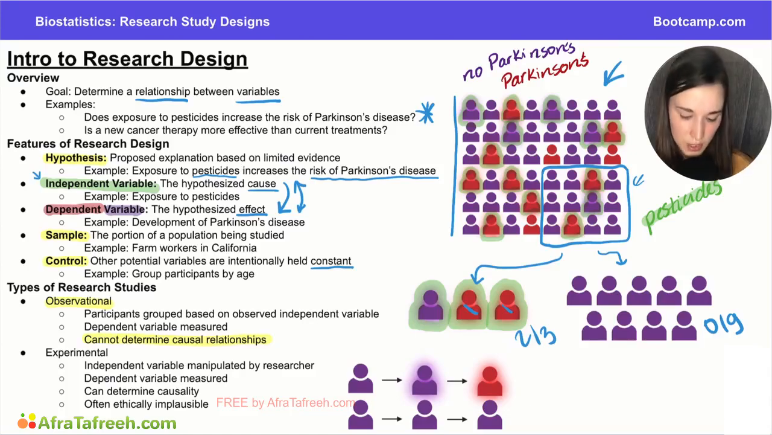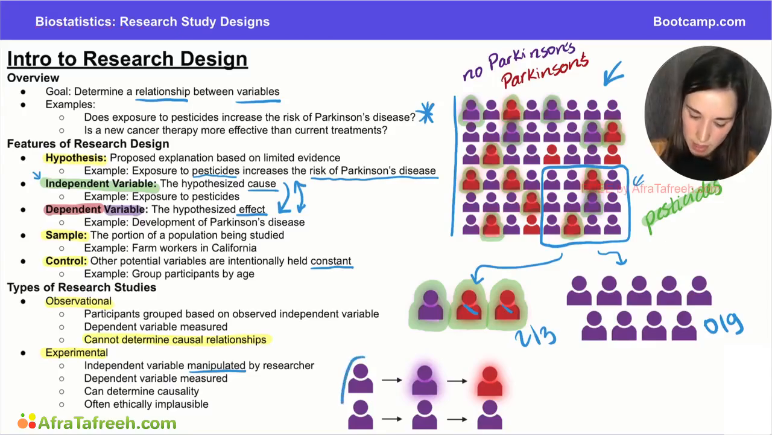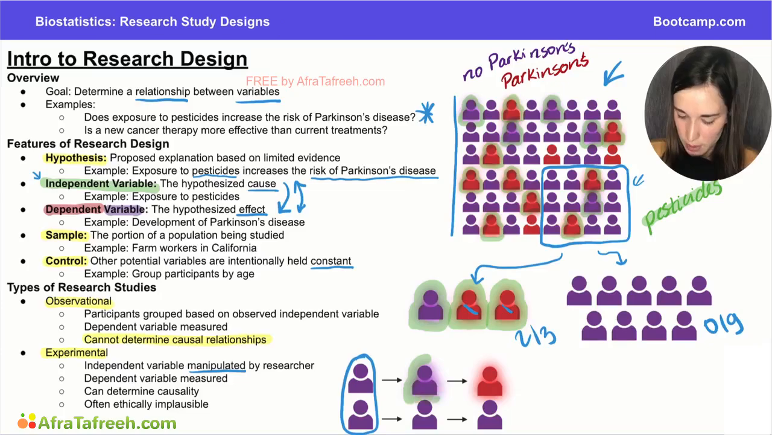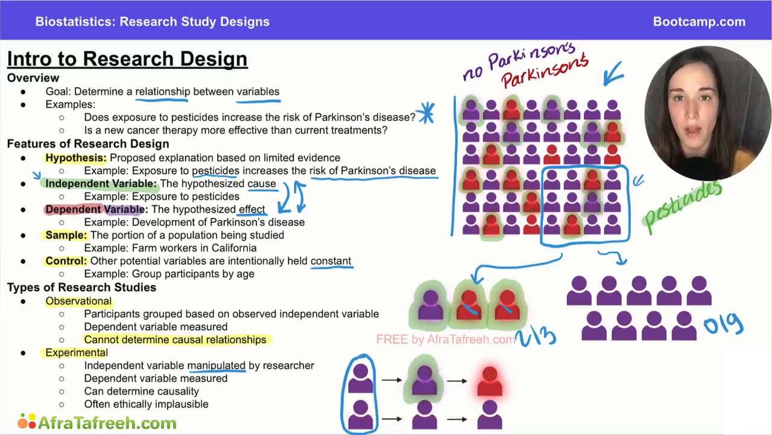This is in contrast to an experimental study, where the independent variable is directly manipulated by the researcher, and then the dependent variable is measured. So in our study, we would take a group of people who had never been exposed to pesticides, and we would assign half of them to become exposed and half of them to remain unexposed. And then we would see if the rate of Parkinson's disease diagnosis is higher in one group versus the other. Now, because as researchers, we are in control of how we assign participants to their exposure groups, these kinds of studies can determine causality because it's much easier to control for other variables.